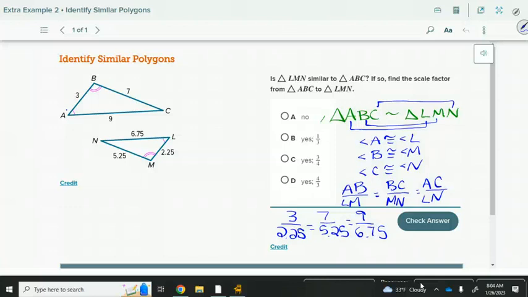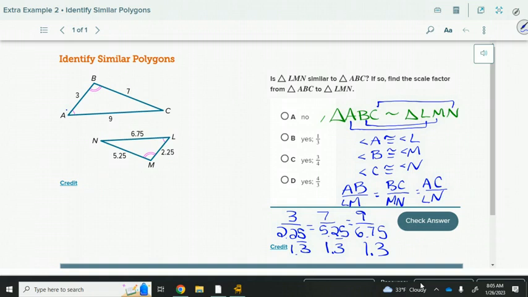Connor, will you do 3 divided by 2.25 for me? Okay, thank you. 1.3 repeating. Anybody else have a calculator? Or are we going to ask Connor to do it again? Connor, will you do the second one for us? 7 divided by 5.25. Okay. And third, 9 divided by 6.75. Okay. I thought they were. Okay. So, thank you, Connor.